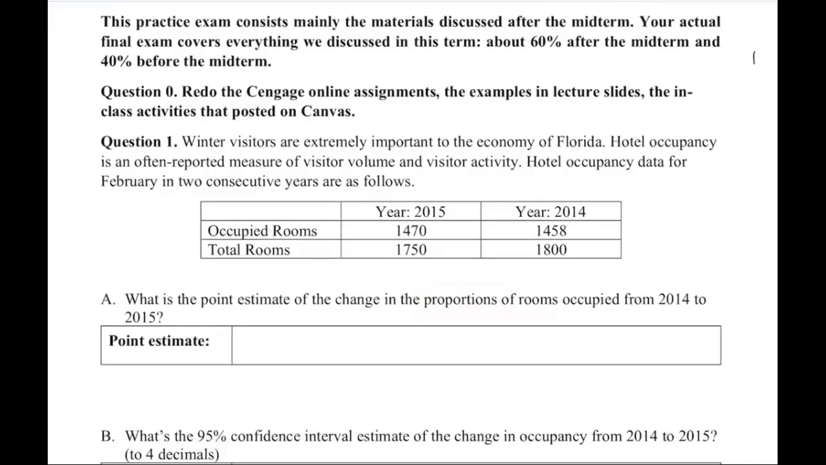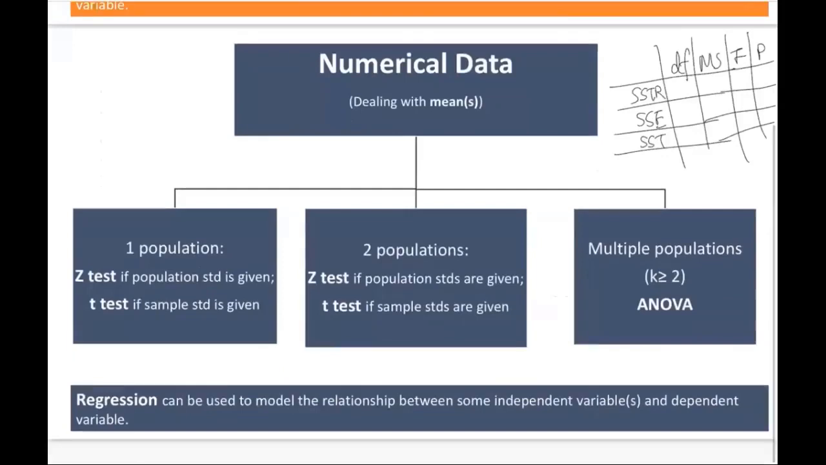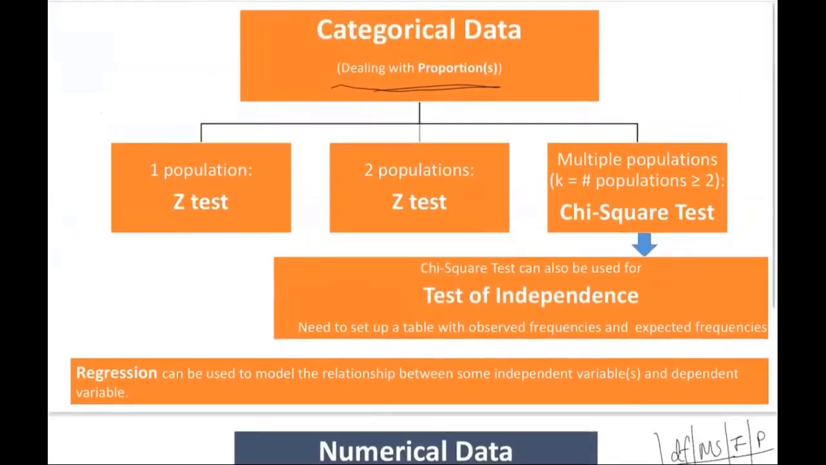The next thing you want to think about is, I'm going to go back to the flow chart I made. This is categorical data. If it's categorical data, you have to think about how many populations we have. Is it 1, 2, or maybe more than 2? We are comparing 2 years, so it's going to be 2 populations. It's going to be a z-test. You see, this is fairly clearly a z-test.